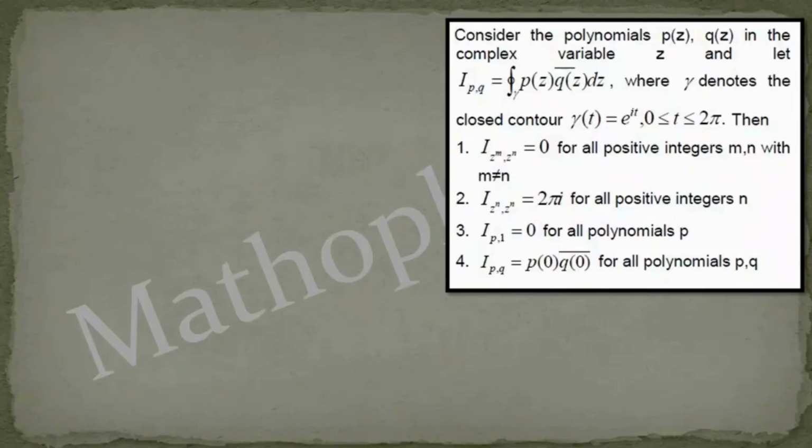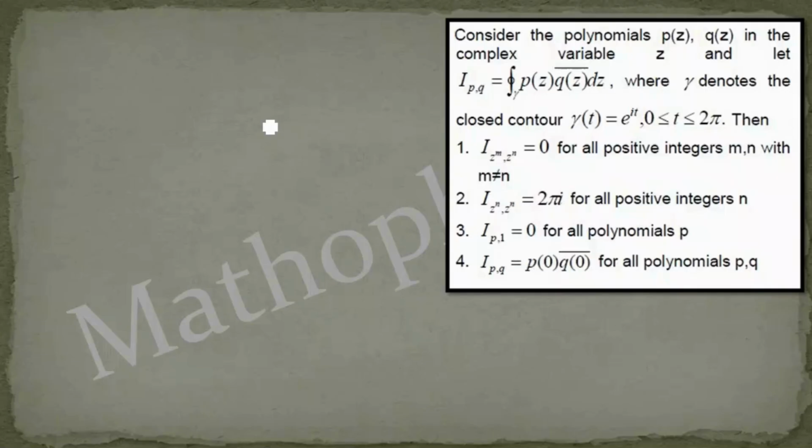First question, consider the polynomials p of z and q of z in the complex variable z and let I of p, q be equal to the integral over gamma of p of z q of z bar dz, where gamma denotes the closed contour gamma of t equal to e power it, where t lies between 0 and 2 pi. Then, they have given an integral first and using that we have to compare 4 options and find the correct options.